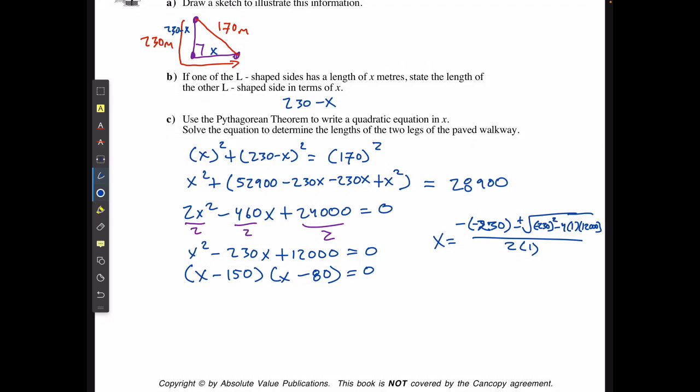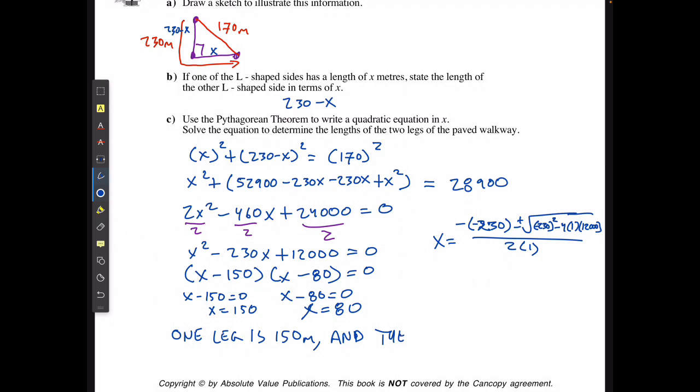Which means that in this case, if x minus 150 is equal to 0, x is equal to 150. If x minus 80 is equal to 0, x would equal 80. These are the two possibilities for the side lengths, so one leg is 150 meters and the other is 80 meters. They both combine to make that 230 meters.